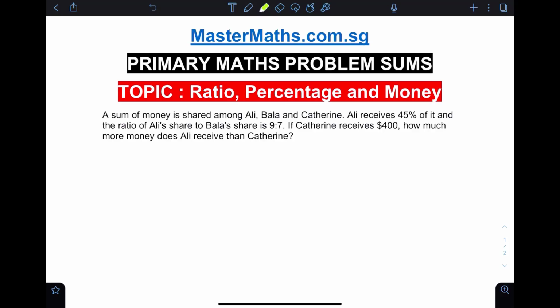Now this right here is an interesting question with ratio. There's ratio involved, there's percentage involved, there's money involved, and there's three people involved, A, B and C. So let's read. The sum of money is shared among Ali, Bala and Catherine. Ali receives 45% of the money, and the ratio of Ali's share to Bala's share is 9:7. So we already have A is to B in terms of ratio.